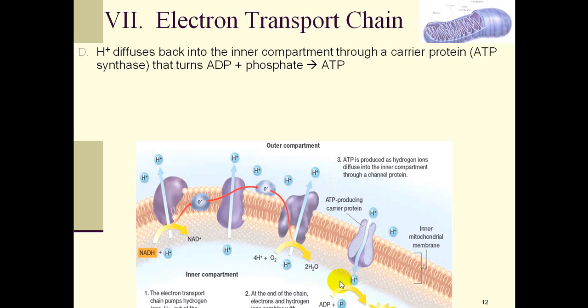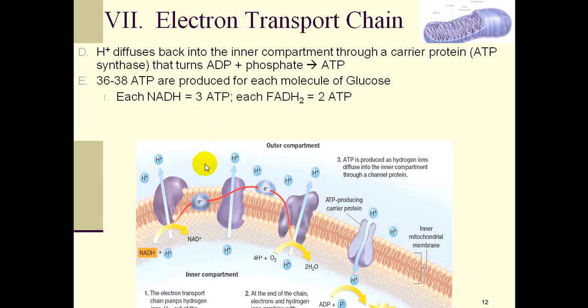So why do we get so much ATP? We make a lot. 36 to 38 ATP are produced for every molecule of glucose. So for every C6H12O6, we get this much ATP, which is a lot. And here's why you get so much.